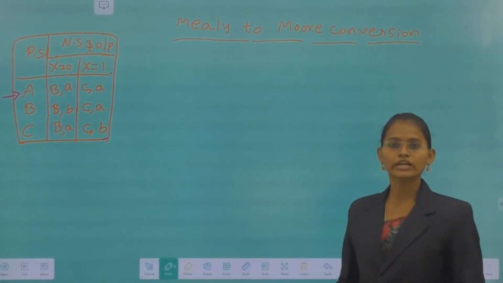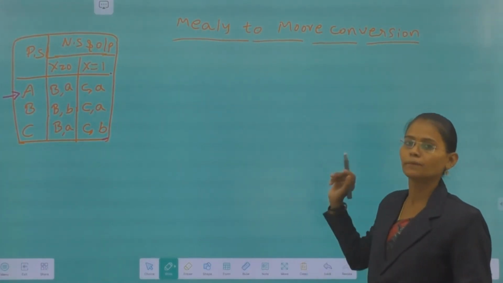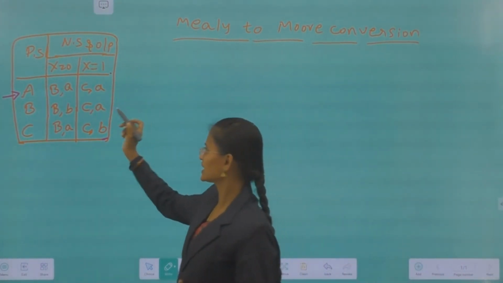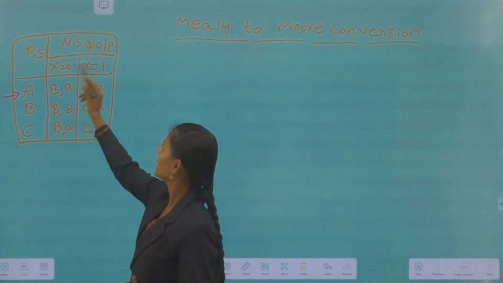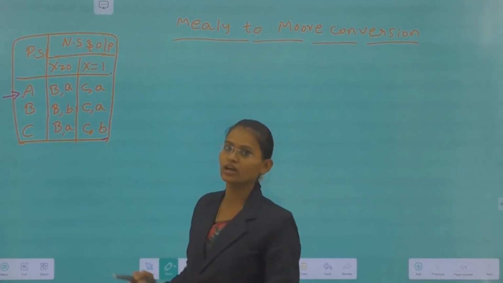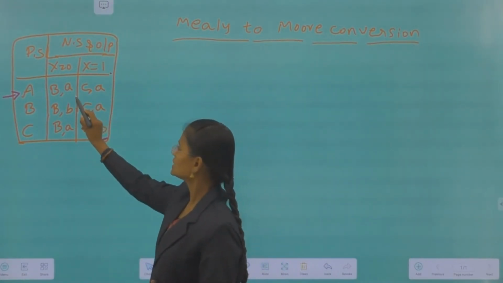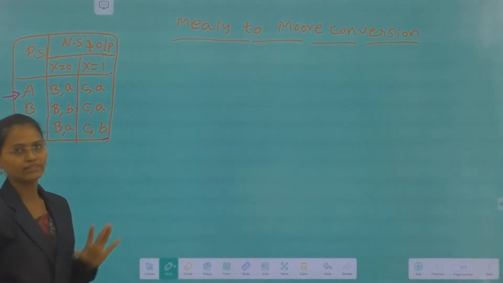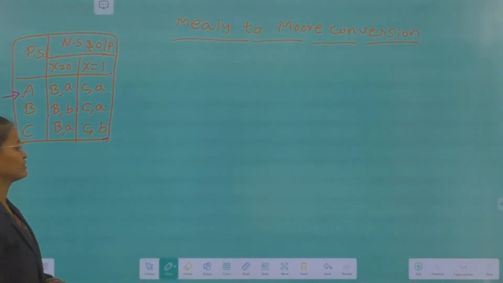Mealy to Moore conversion. The next conversion is Mealy to Moore conversion. This is the one problem. Here the present states are A, B, C, and the next state and outputs are also there. The outputs are indicated by the small letters. Okay. This is the Mealy to Moore conversion. How to convert to Moore?